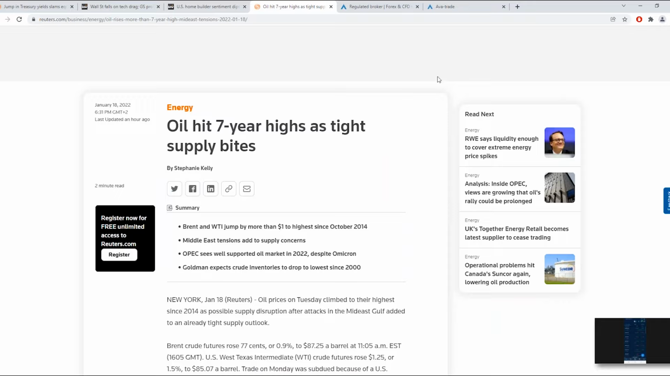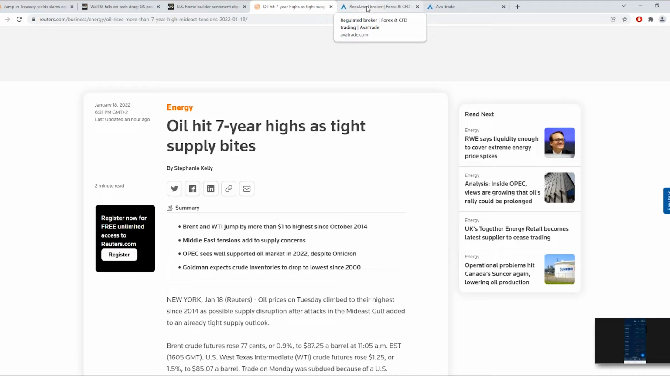Oil hits 7-year highs as tight supplies bite. That's more fear on the markets, right? Because the average person has to put more money into the gas tank, has to pay more money for heating expenses, etc., when the cost of oil and fuel is going up so drastically, so quickly, faster than income levels for most people. The cost of things have been going up. So you could see why there's fear on the markets today.